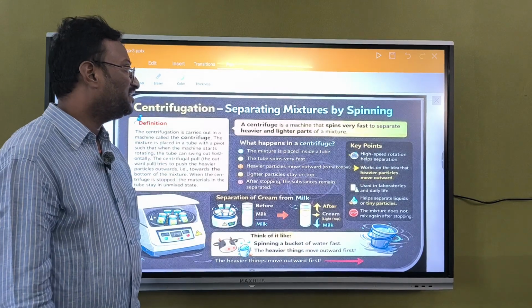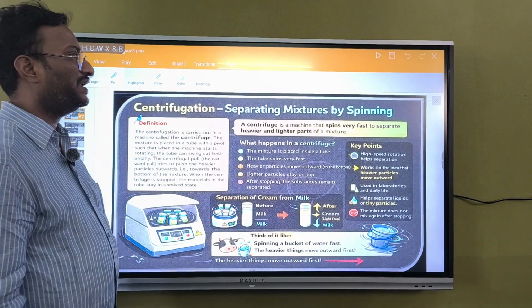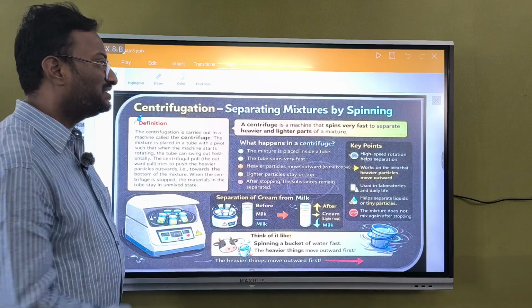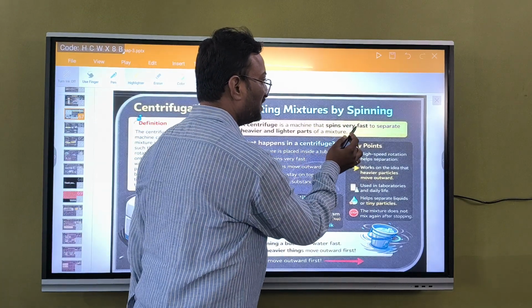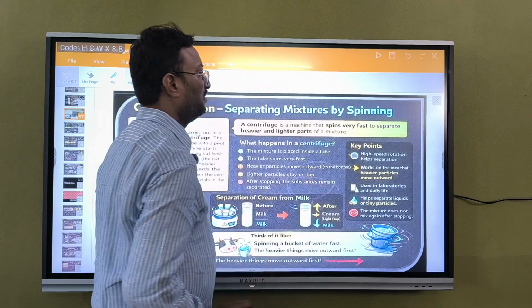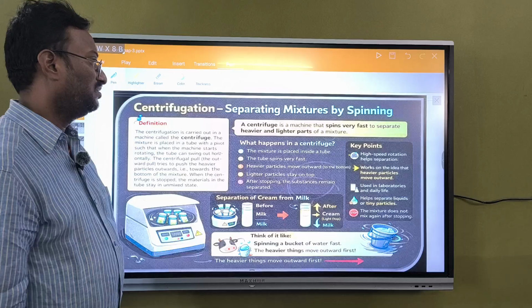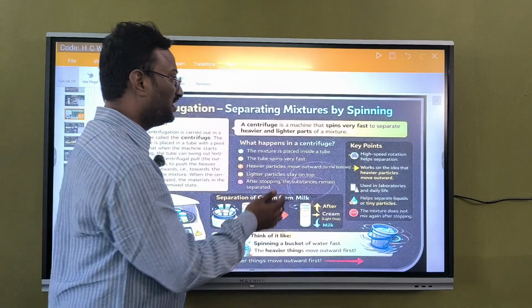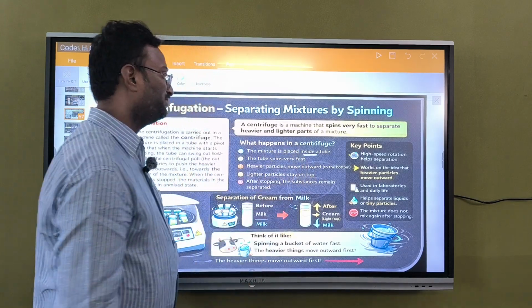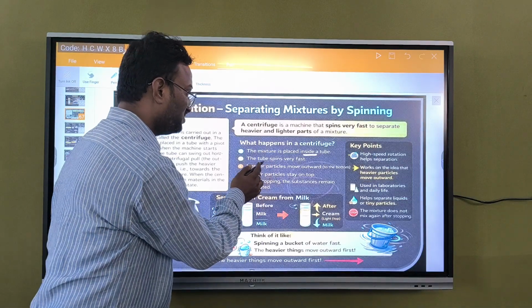Next thing, centrifugation: separate the mixtures by spinning. A centrifuge is a machine that spins very fast to separate heavier and lighter particles of a mixture. What happens in a centrifuge? The mixture is placed inside a tube. The tube spins very fast.